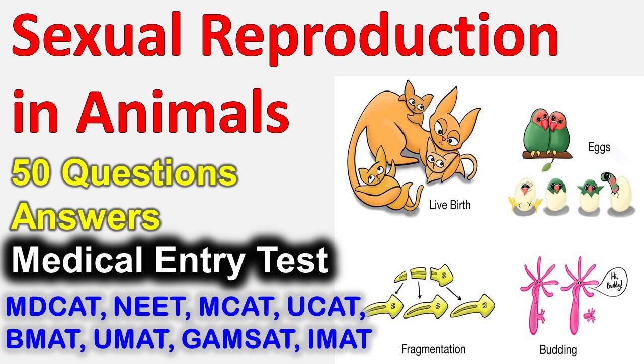Many animals reproduce sexually, including mammals like humans, dogs, and bears, birds like chickens, eagles, and sparrows, fish like salmon, goldfish, and sharks, insects like bees, butterflies, and ants.